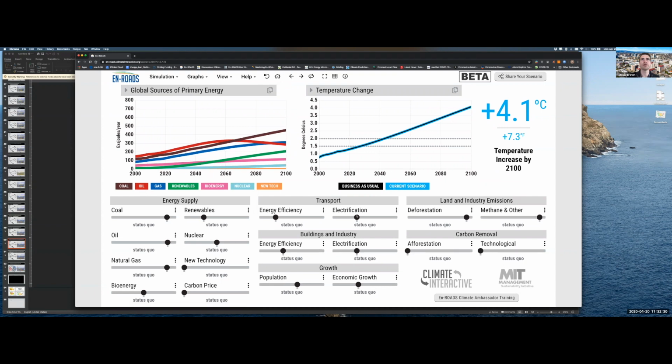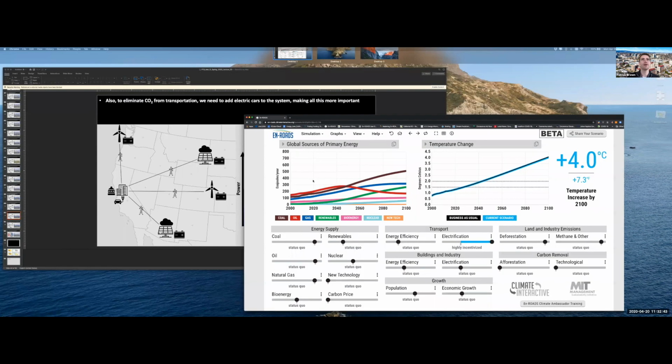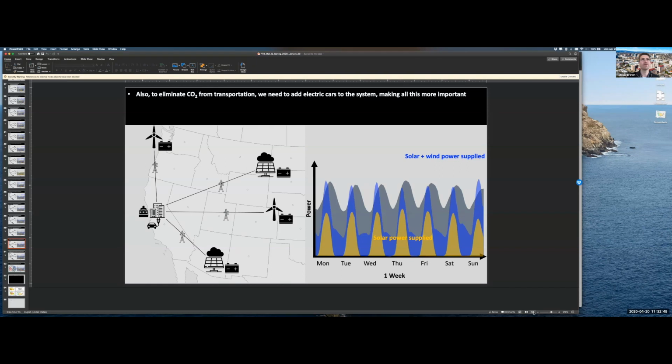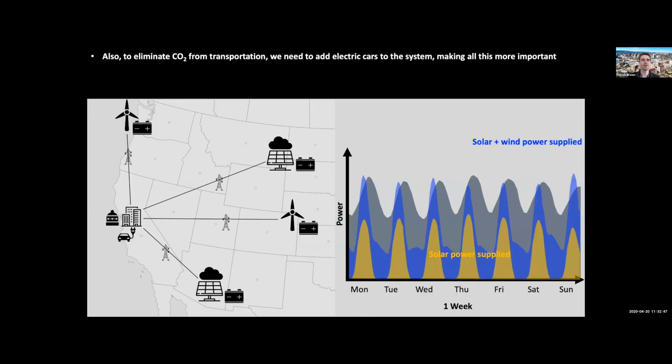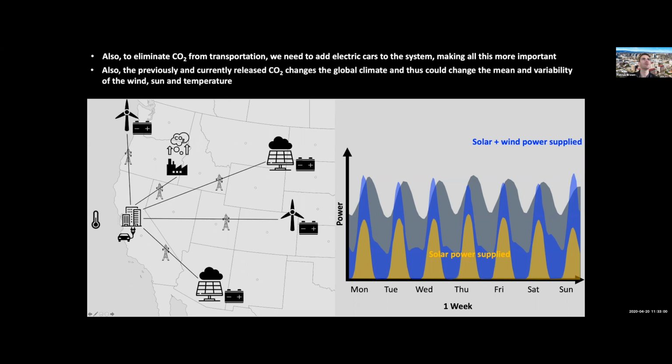So transport electrification. Electrifying transport means that more of our energy is going to come from electricity. And so all of these things that we're talking about become more important, because we're using more electricity if we're plugging in all of our cars and, instead of burning gasoline, using electricity. So that makes all of this more important.